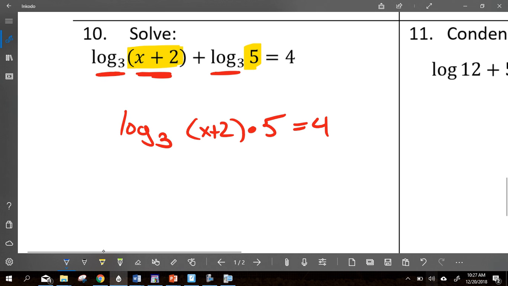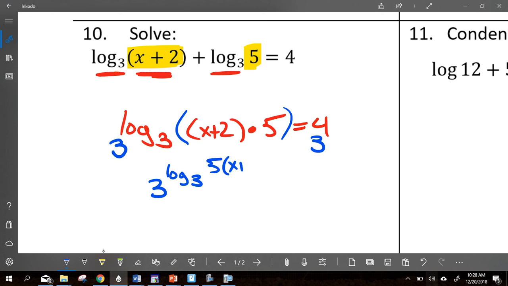At this point, I can't touch any of this because that's all part of the logarithm argument. What I need to do next is get rid of this log base 3. And we learned up above that the opposite of log base 3 is 3 to a power. So let me rewrite it so you can see what this looks like. 3 to the power of log base 3 of (5 times x plus 2) is equal to 3 to the 4th power.